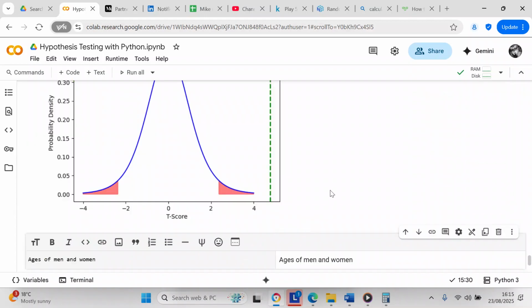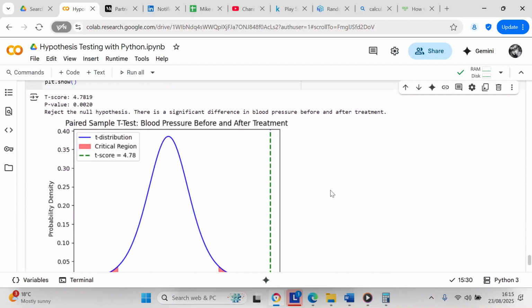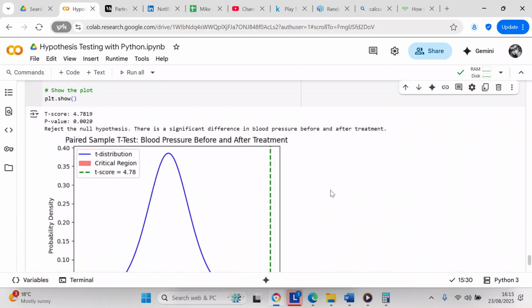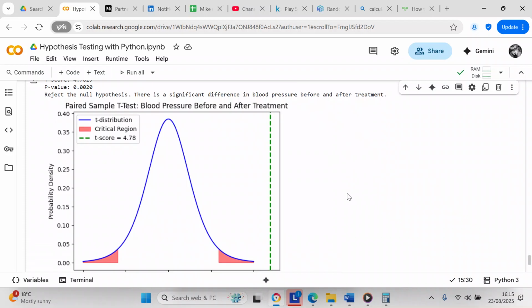The t-score is 4.7819. The p-value is 0.020, and so that is less than the alpha of 0.05. So you're going to reject the null hypothesis. There is a significant difference in blood pressure before and after treatment. This is the chart that we have made. You can see blue is the t-distribution, red is the critical region, and green is your t-score, which has gone right off the chart.